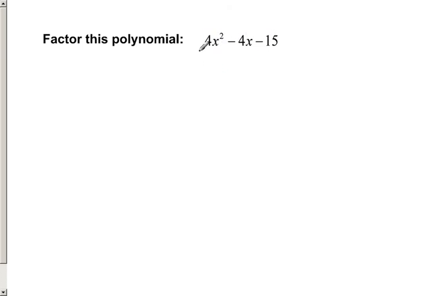The first thing you'll notice about this quadratic polynomial is there's not a common factor that you can take out of all three terms. If there is a common factor, you definitely want to factor that out first before you use this method. Otherwise, the method won't work. So looking at these three terms, there's not a common factor we can take out.